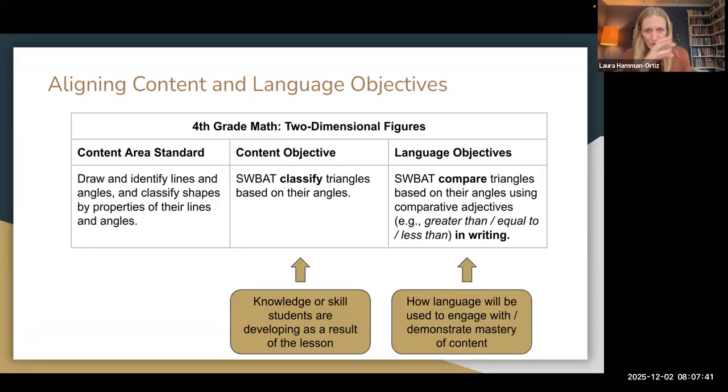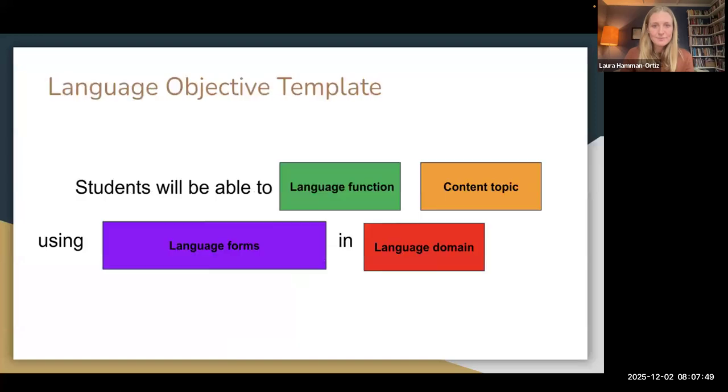So as you can see, all of these are connected, and the language objectives really get into the weeds of what that language will look like in order to be successful with the content learning. Both of these objectives were written using this very simple language objective template that I've been using for many years. You are welcome to write language objectives however it works for you. I found this to be really helpful because it distills it down to the core elements. So feel free to use this as a starting point if you want to start writing more language objectives.